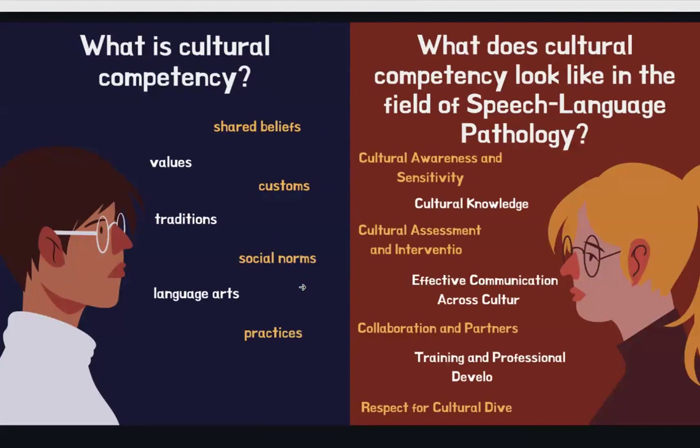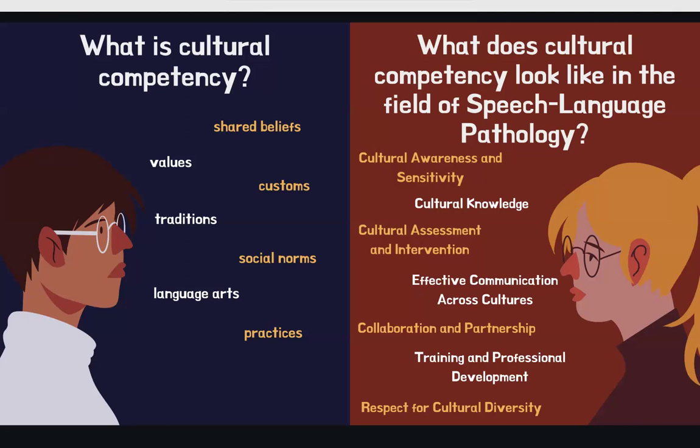So the first question is, what is cultural competency? In order to address what cultural competency is, we first have to understand what culture is. Culture refers to the shared beliefs, values, customs, traditions, language, arts, social norms, and practices that characterize a particular group of people. It encompasses the way of life of a community or society and includes both tangible and intangible elements that are passed down from generation to generation. Culture influences how individuals perceive the world, interact with others, and make sense of their experiences.